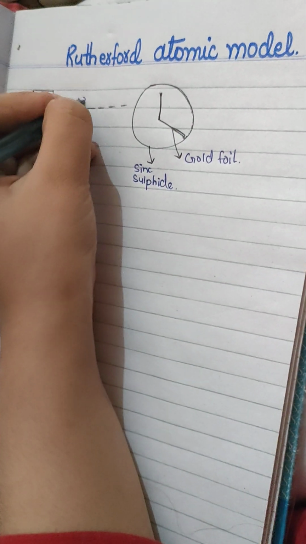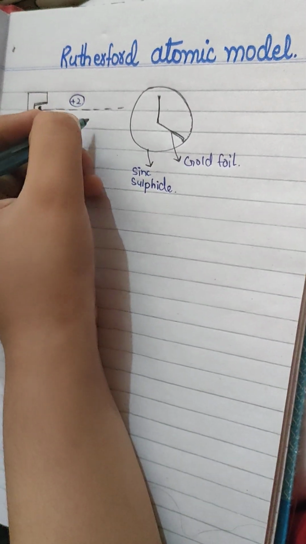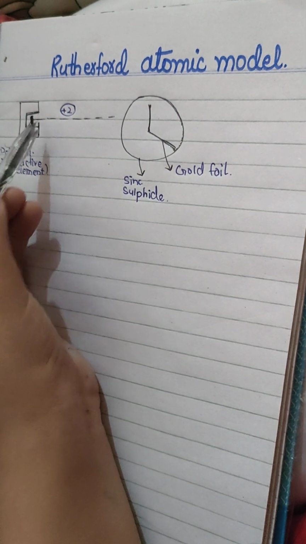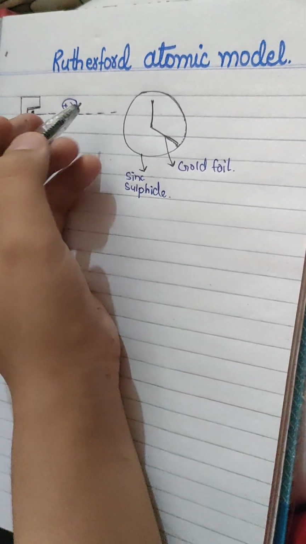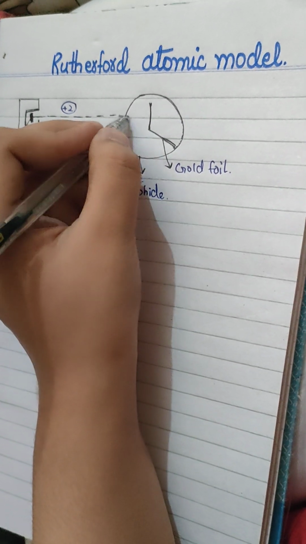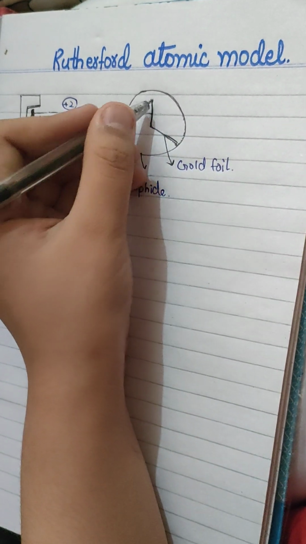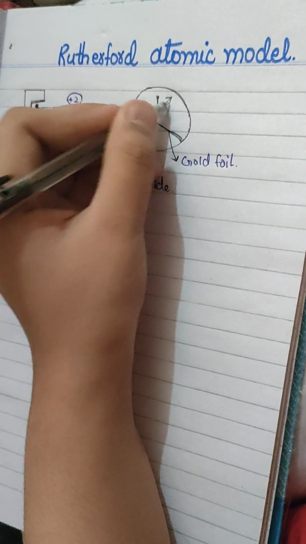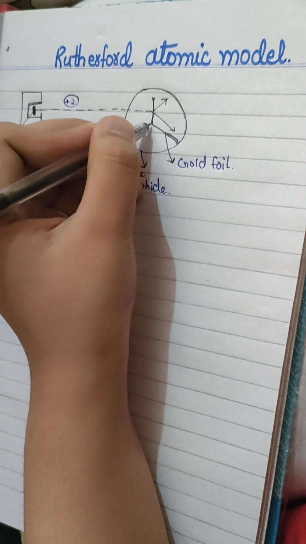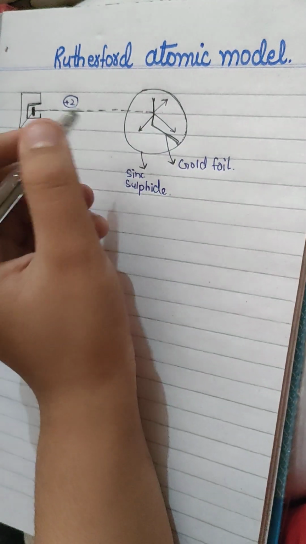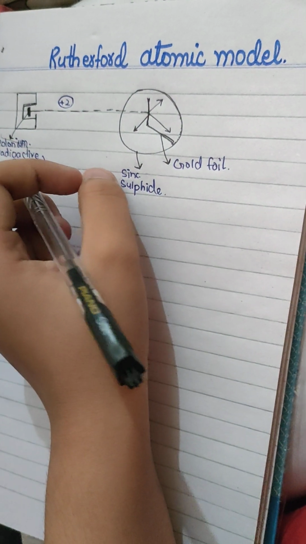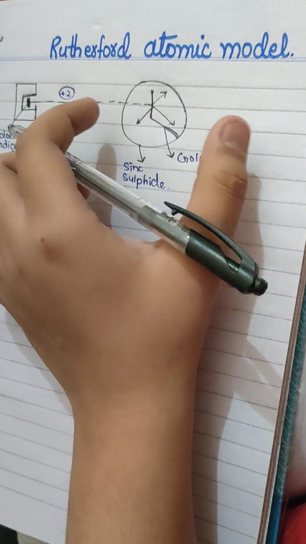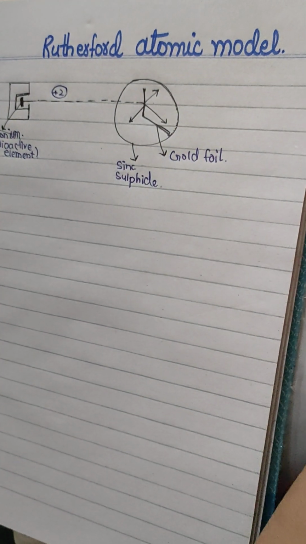He passed the polonium radioactive rays from here, and that directly hit the gold foil. After hitting the gold foil, these radioactive element rays deflect in many directions. Now here Rutherford did the experiment on the gold foil. He produced the alpha particles.